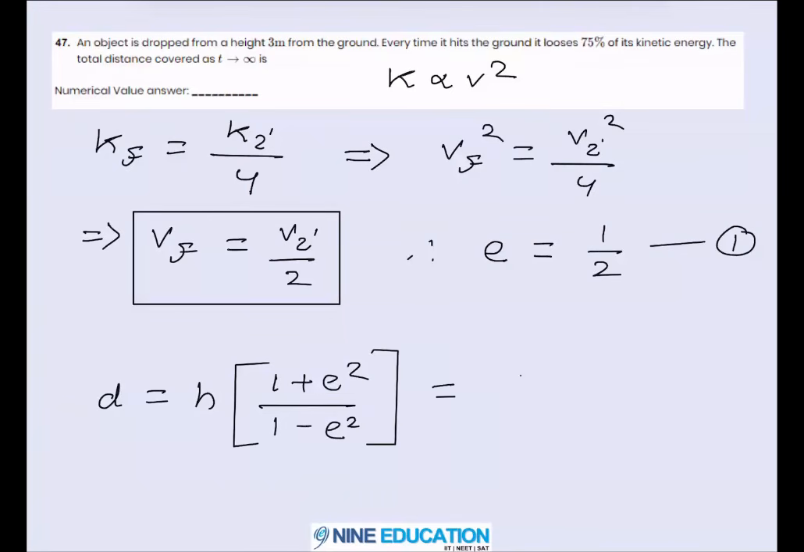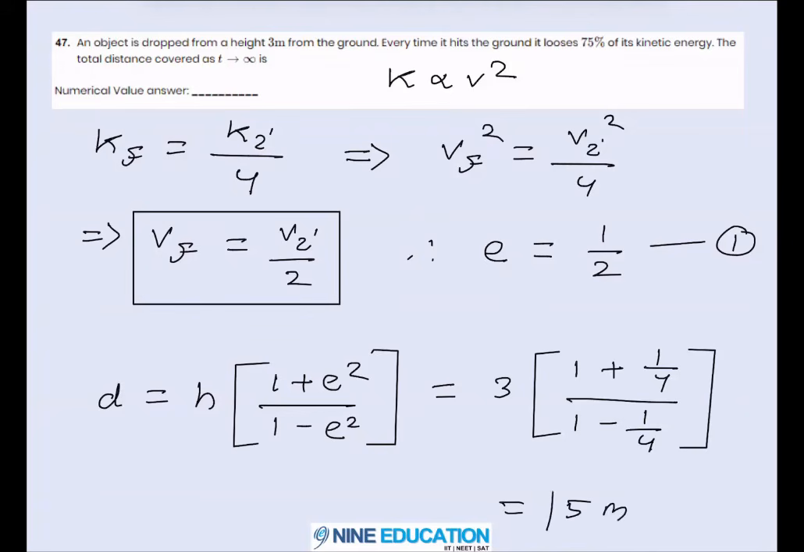So what is the initial height? Initial height is 3. So 3 into (1 plus 1 by 2 square, which is 1 by 4) by (1 minus 1 by 4). And this will come out to be 5 meter. So the answer is 5.